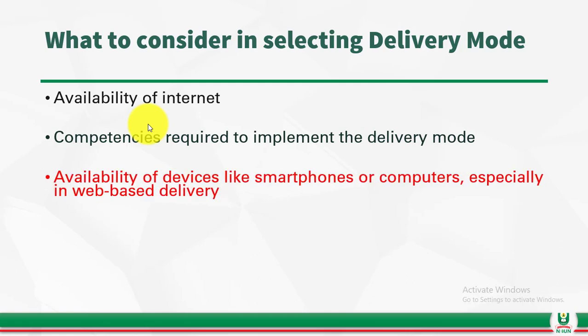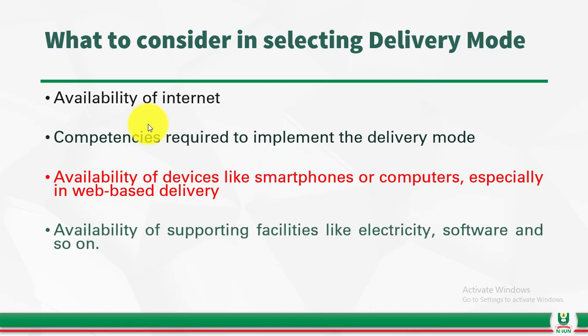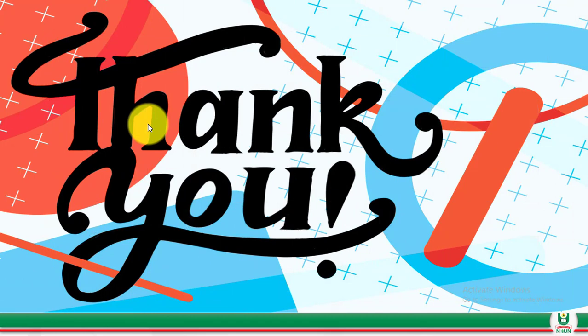Availability of devices like smartphones or computers, especially in web-based delivery. Then you need to consider the availability of supporting facilities like electricity, software, and so on. You need to consider all this and pick the delivery mode that suits the needs of the learners, consider their peculiarities and characteristics. So this is the end of lesson 6.